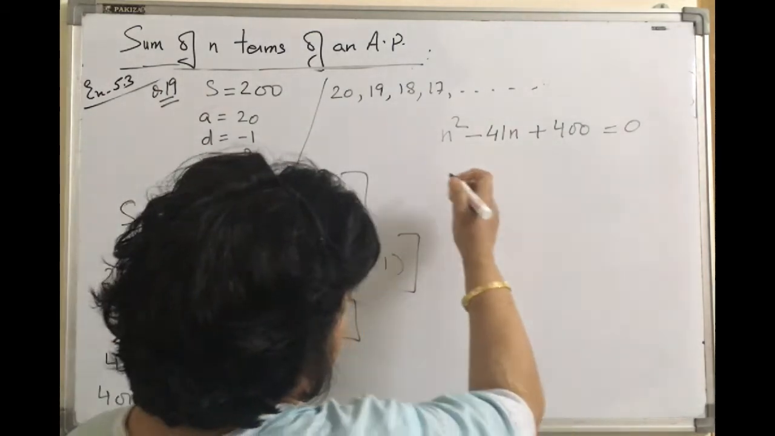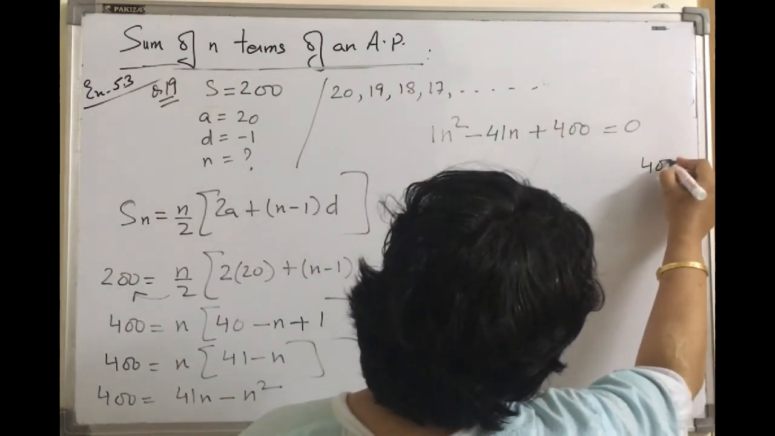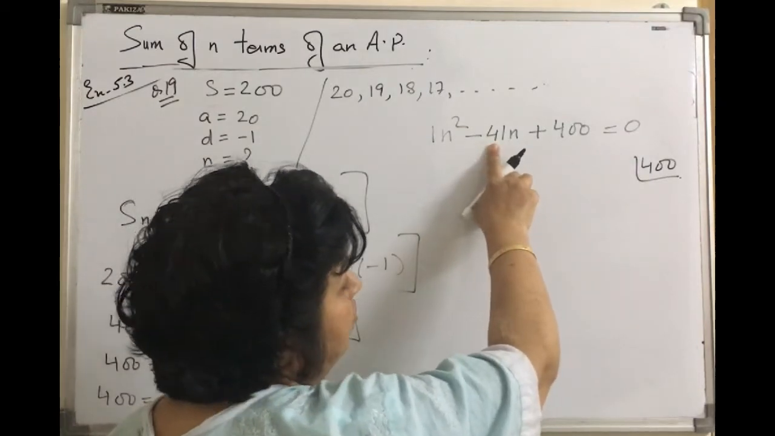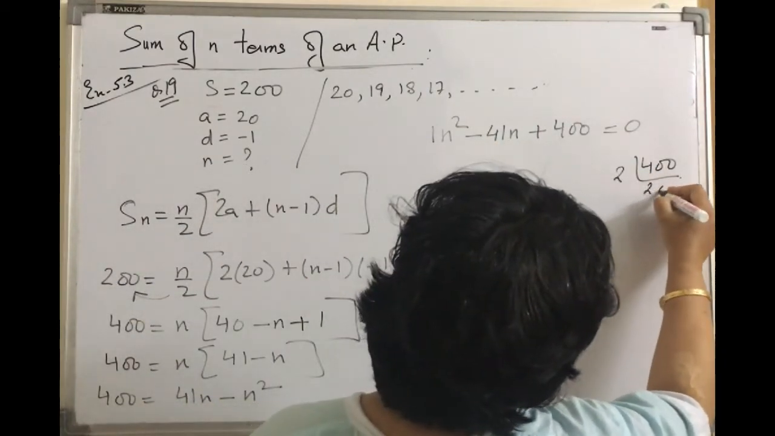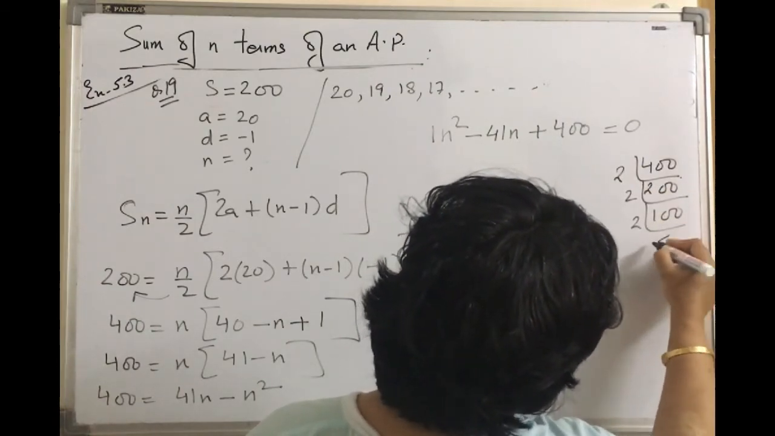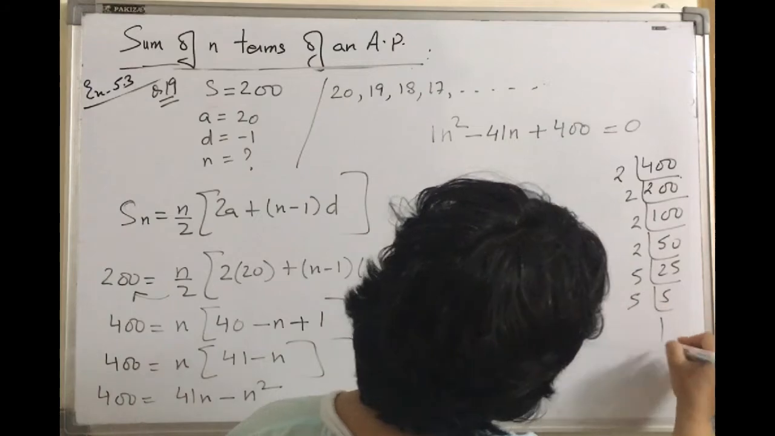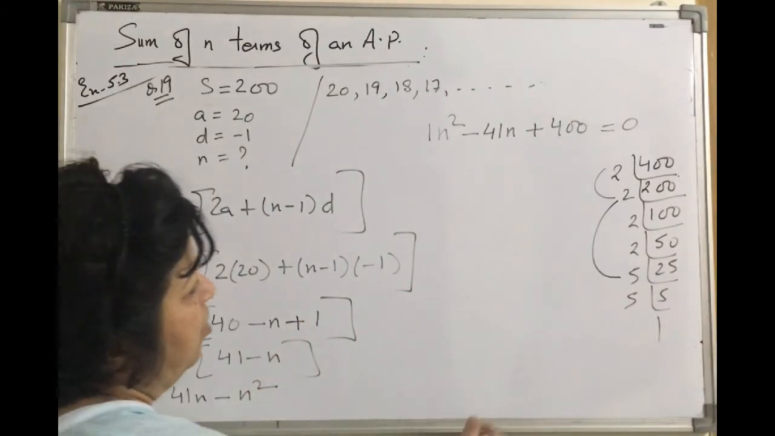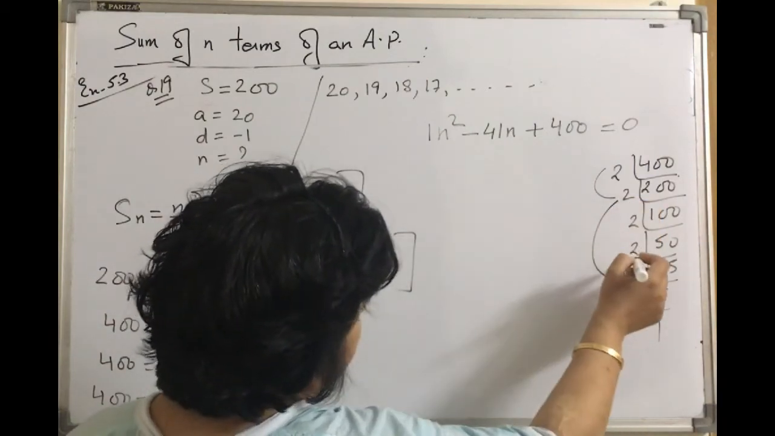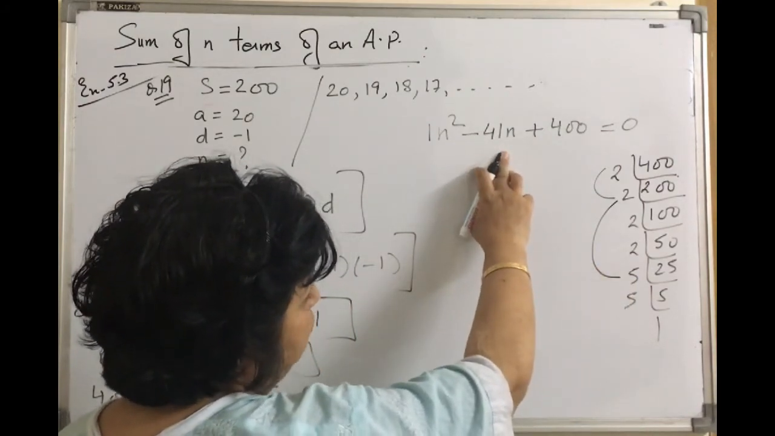We can solve it by the method of splitting the middle term. Product of first and the last term is 400. We have to obtain two factors of 400 so that their sum or difference is minus 41. 2 goes 200 times, then 2 goes 100 times, then 2 goes 50 times, then 2 goes 25 times, 5 5s and 5 1s. When we factorize 400, we get these factors. 2 into 2 into 2 into 2 will get 16, and 5 into 5, 25. 16 and 25 on adding gives us 41.